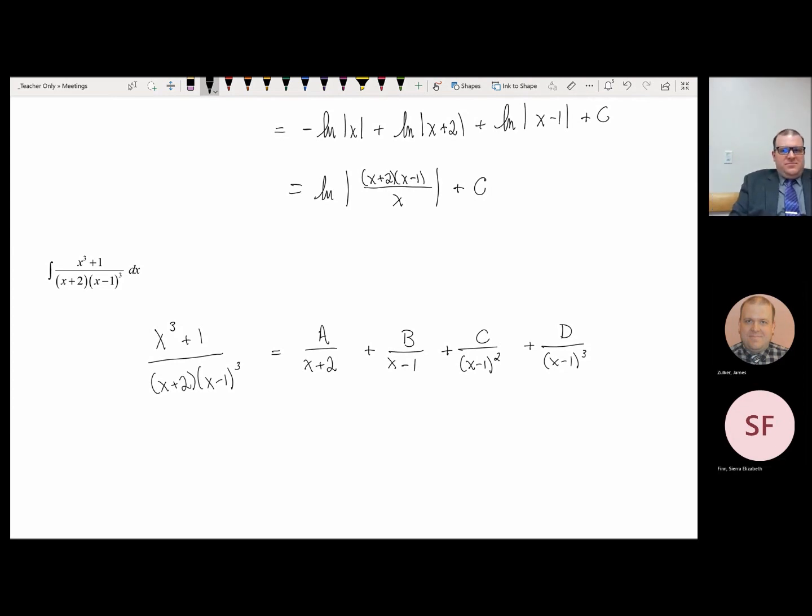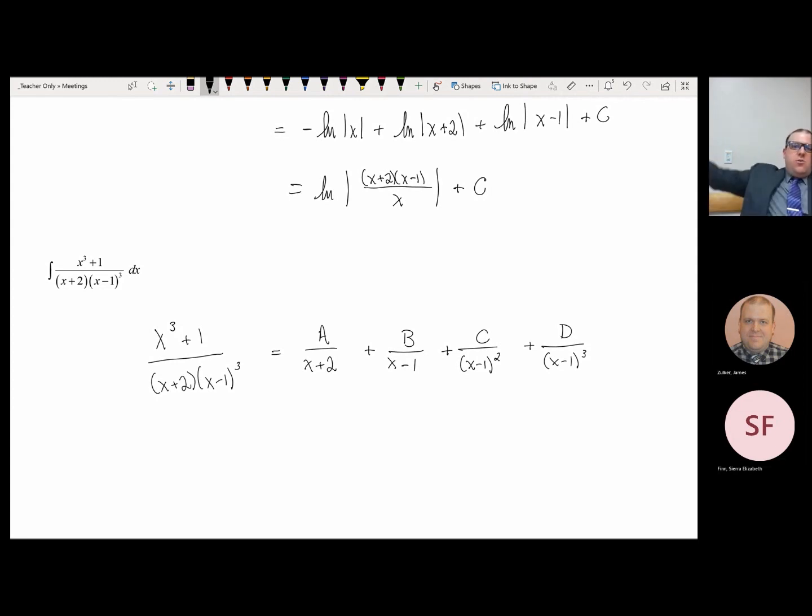Are there any other things like that to remember? Because quadratic's the same thing. If a quadratic factor repeats, it's the same argument. It just adds however many terms that the power is. You're saying that if it was x minus 1 to the 4th, there'd be a fourth term and that we'd have to add. We'd then have to add E over x minus 1 to the 4th, right?